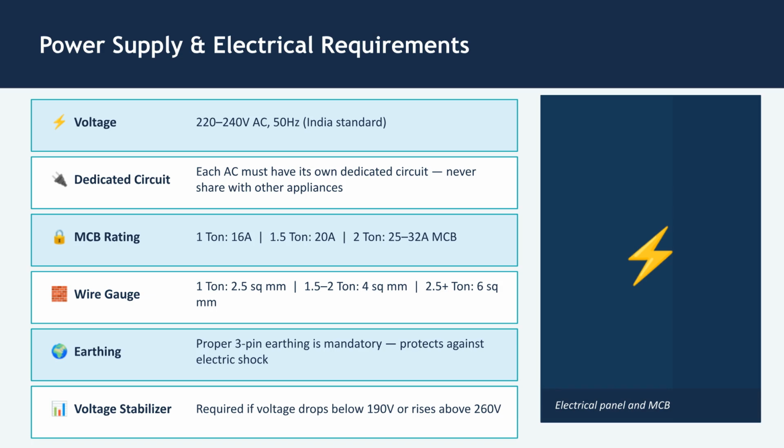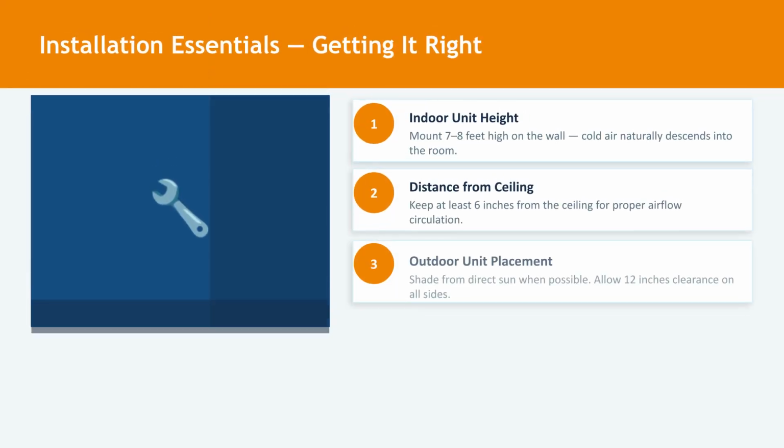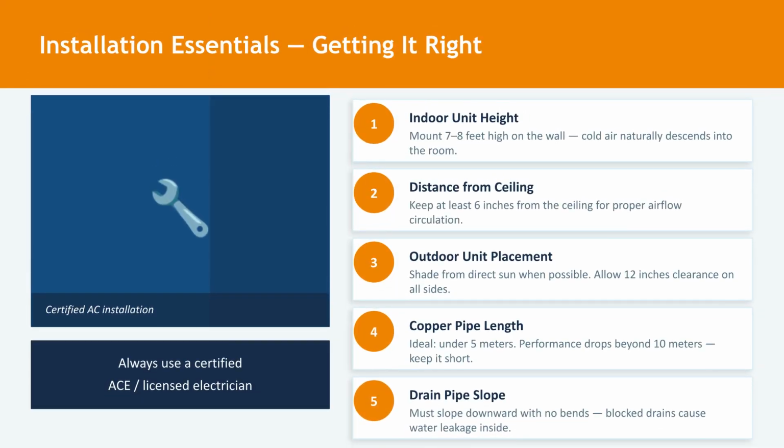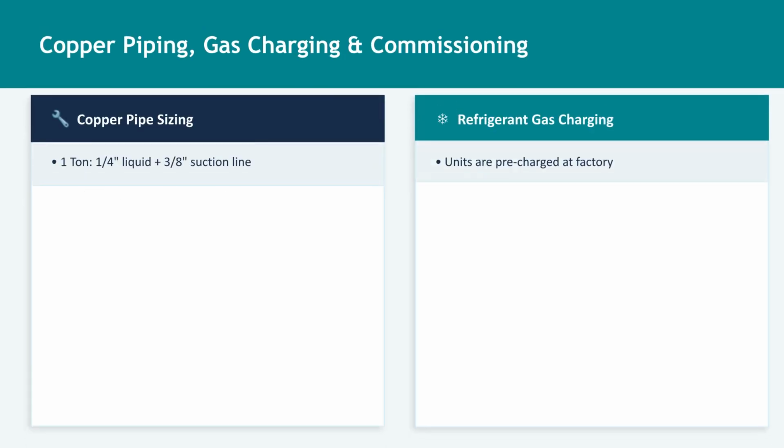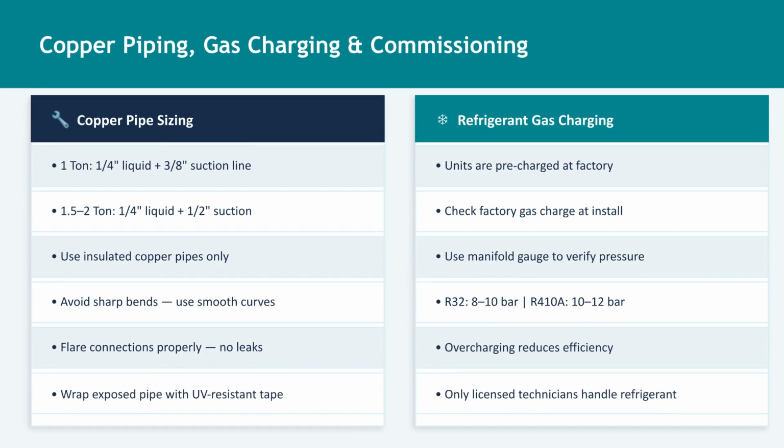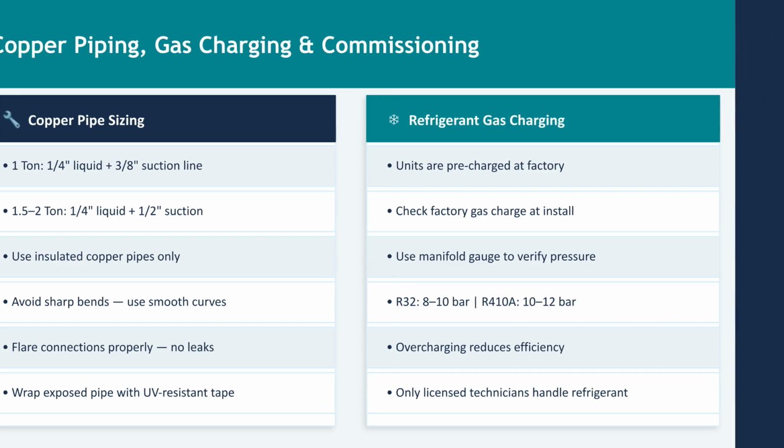We also list recommended MCB ratings and wire gauges for different AC tonnages. For optimal installation, mount the indoor unit 7 to 8 feet high with a minimum 6-inch clearance from the ceiling. Ensure the outdoor unit is shaded and has 12 inches of clearance. Always use a certified electrician for installation. When dealing with copper piping, use insulated pipes only. Make sure to flare connections properly to avoid leaks and maintain a short copper pipe length. Refrigerant gas should only be handled by licensed technicians.